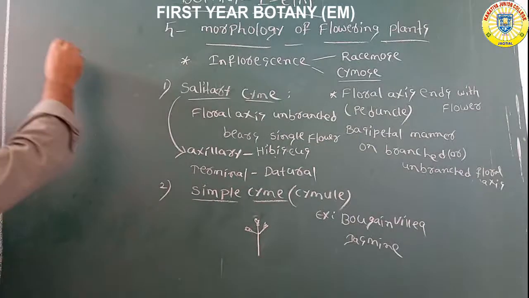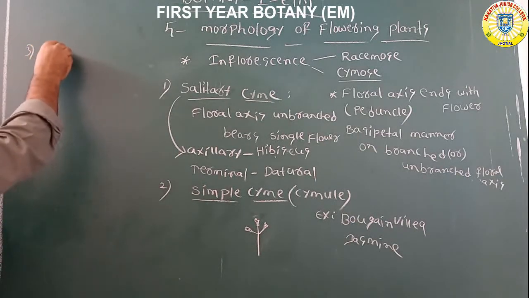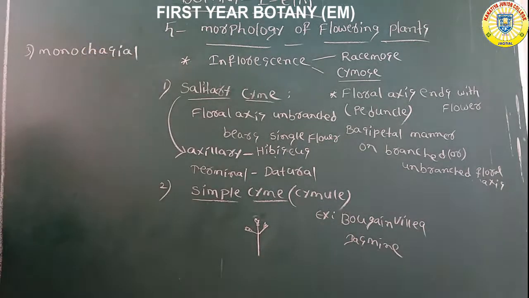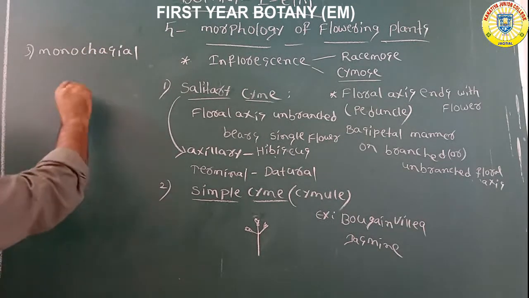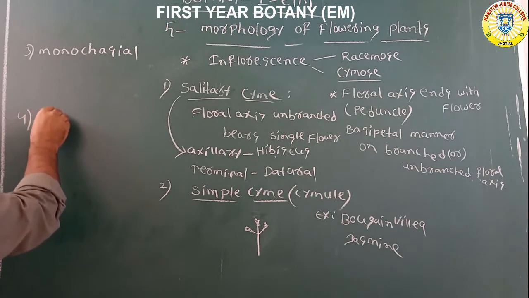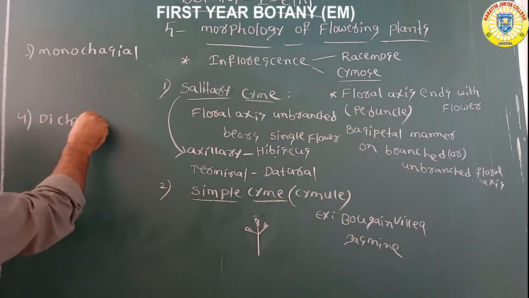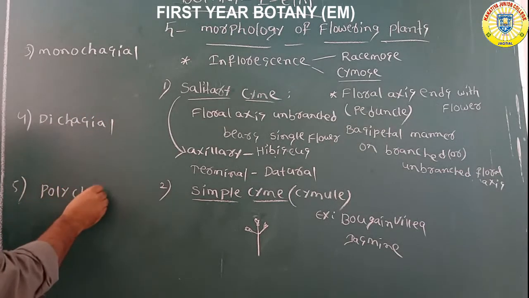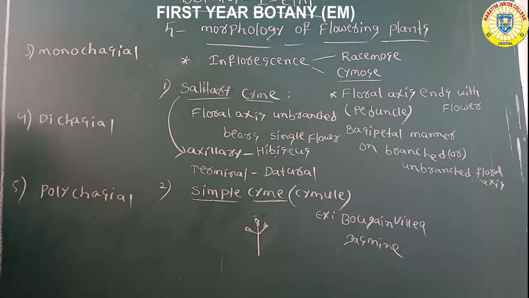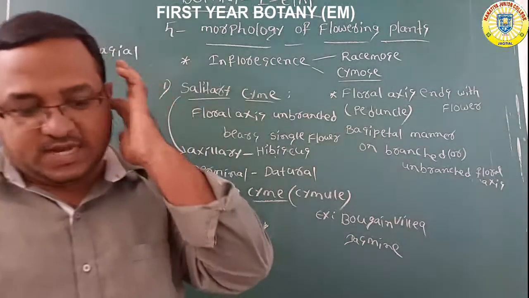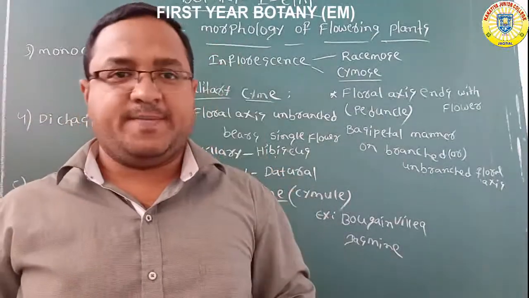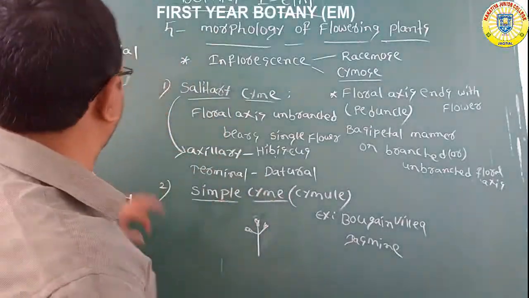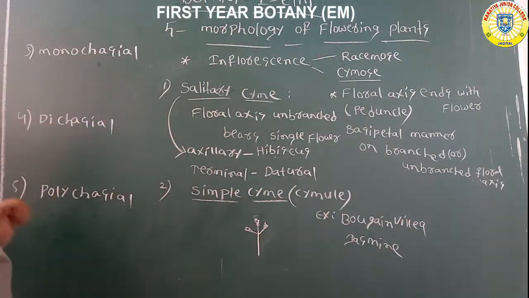First, monochasial, then dichasial, then polychasial. Monochasial, dichasial, polychasial. Okay, this is about the division depending on the branches. Monochasial: the floral axis has only one branch.